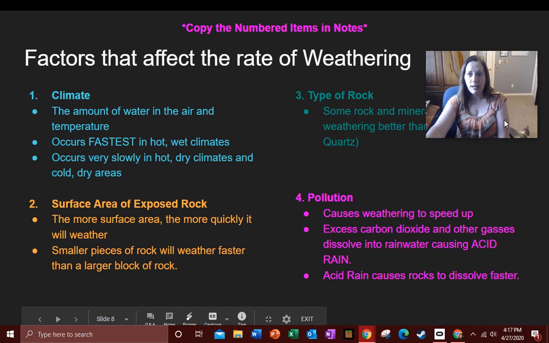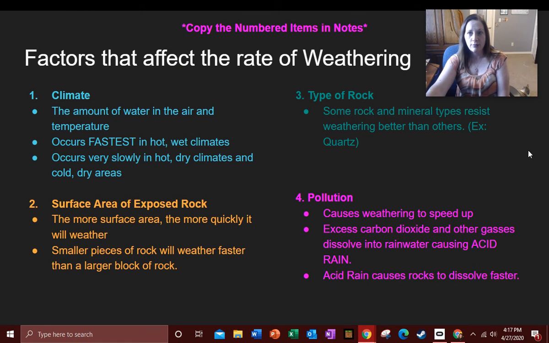All right, so today we're really focusing, that was kind of a review that we just did, focusing on the factors that affect the rate of weathering. So what can speed up or slow down how fast a rock gets broken down into sediment? So the number one thing I want you to put on your list is climate. Okay, so the amount of water in the air and the temperature.